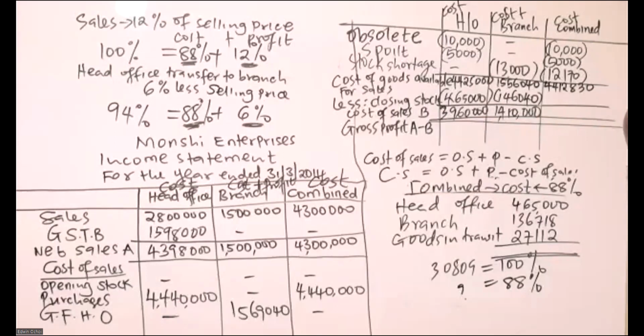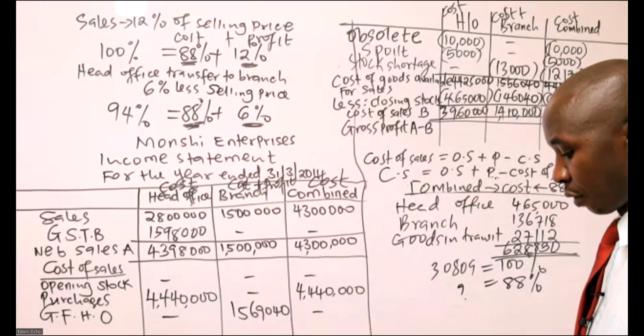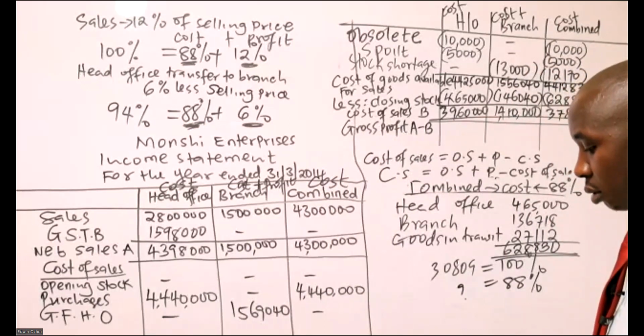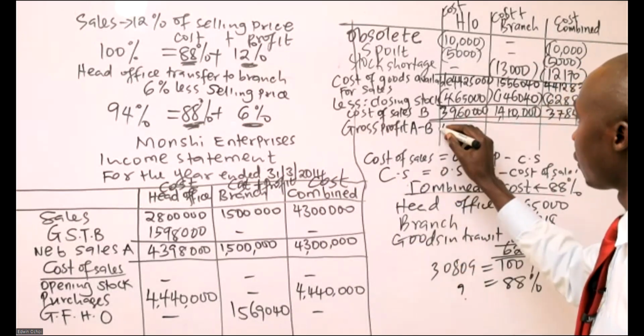So the total? $465,000 plus $136,718 plus 27,112. You are getting 628,830. So if you deduct that from 4,412,830, deduct 628,830, this is 3,784,000. Now take your net sales minus the cost of sales so that we get the gross profit. 4398 minus 3960. So this one is 438,000.